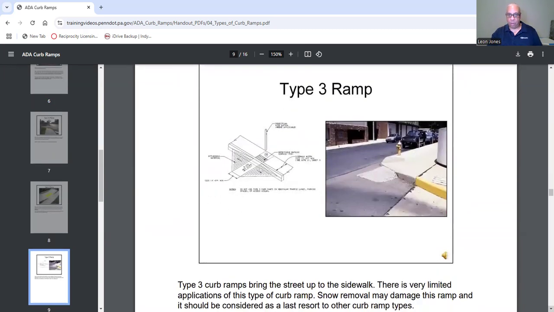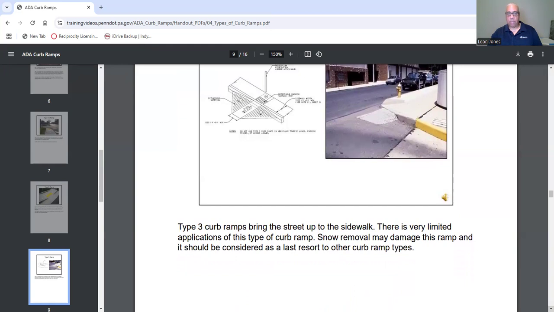Now we have the type 3 ramp. Now, again, type 3 ramps, that's what it is here. They basically bring the street up to the sidewalk. There are very limited applications of this type of curb ramp. Why? Because snow removal may damage this ramp, and it should be considered as a last resort to other curb ramp types.